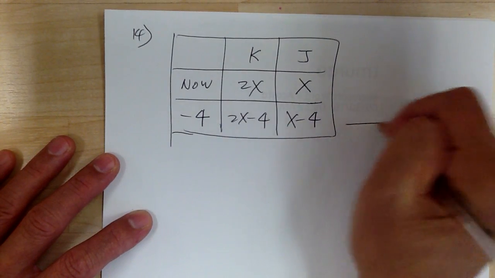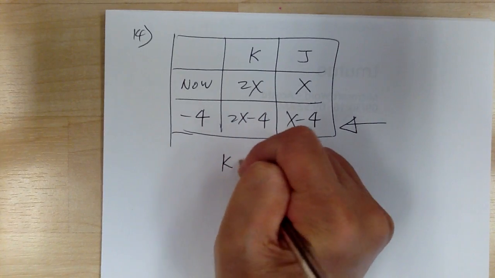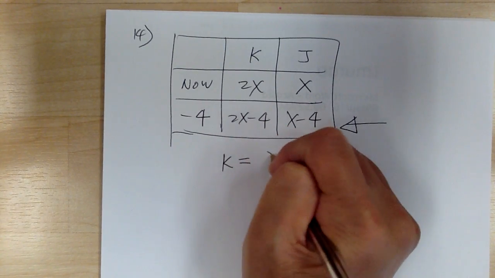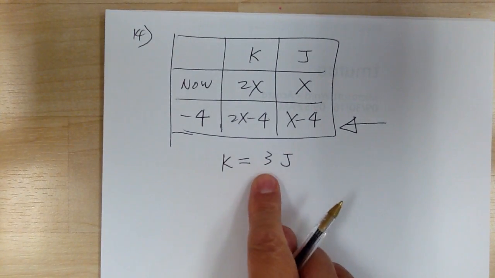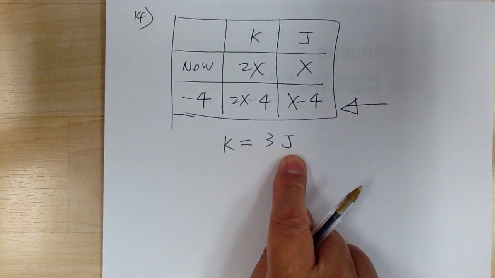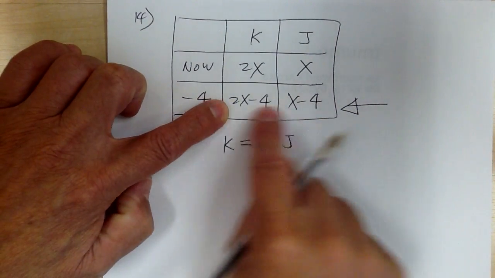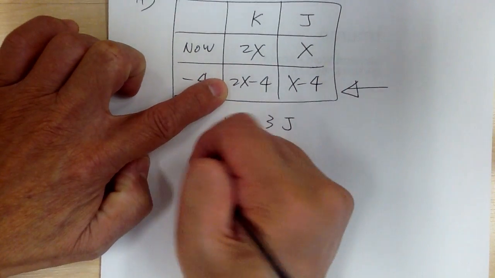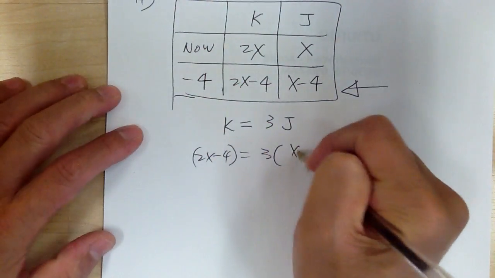It says 4 years ago. So this information over here. Kelly, so the K, right? Kelly was 3 times as old as Judy. Right? So Kelly was 3 times as old as Judy. So now you substitute again. Now you're talking about in the past, so you have to use this information here, right? So Kelly is 2x minus 4, and Judy is x minus 4.